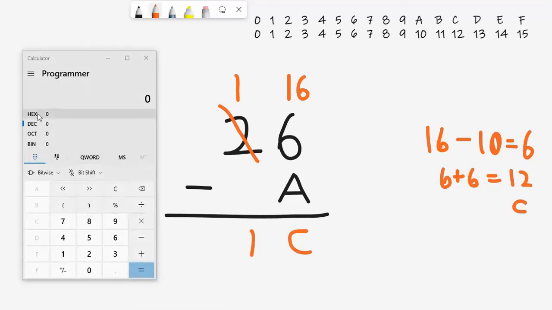Let us check this. Let's get in hex mode, and then that was 2, 6 minus an A, and equals 1C. There you have that.